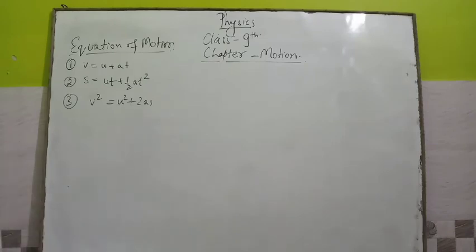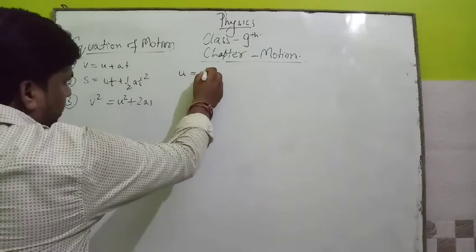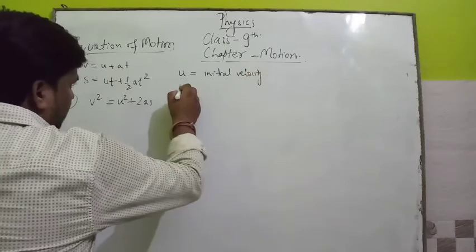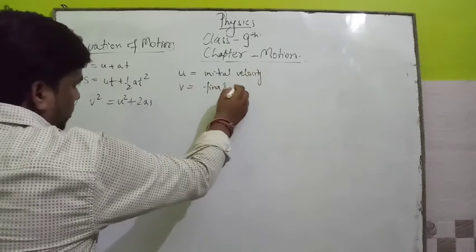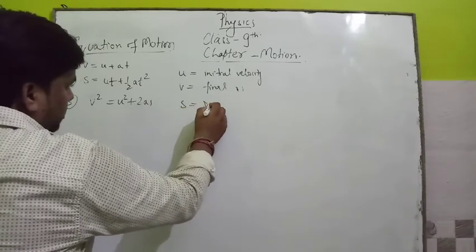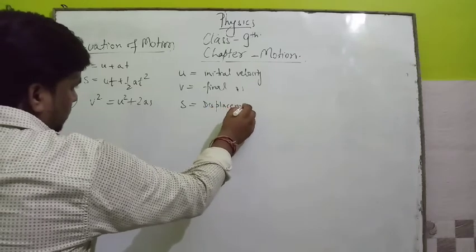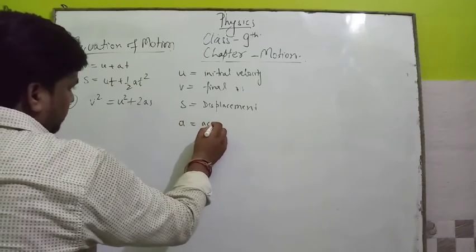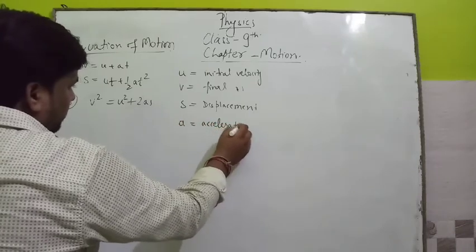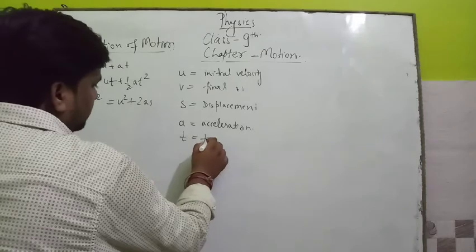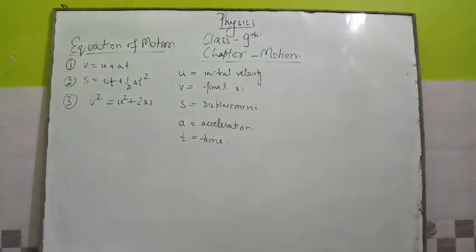In these three equations of motion, u represents, you know that, initial velocity. v represents final velocity, s represents displacement or distance, and a represents acceleration. Clear? And as you know, t represents time. This is the formula of equation of motion also.